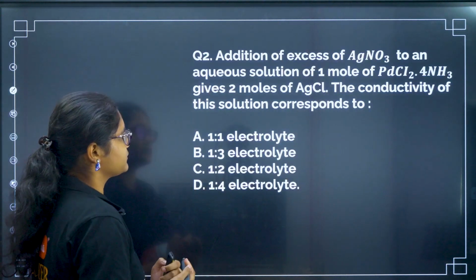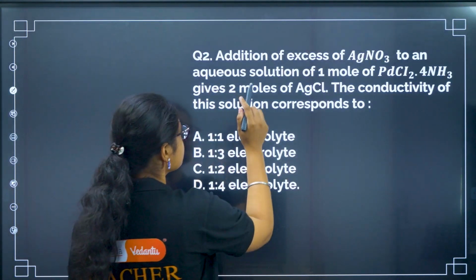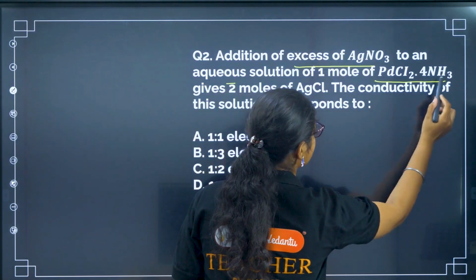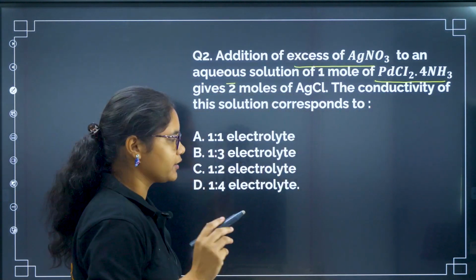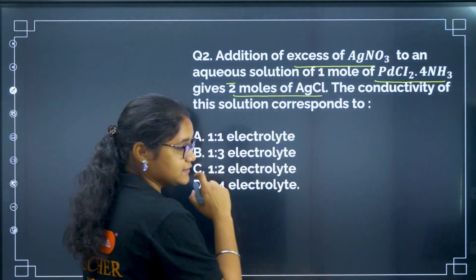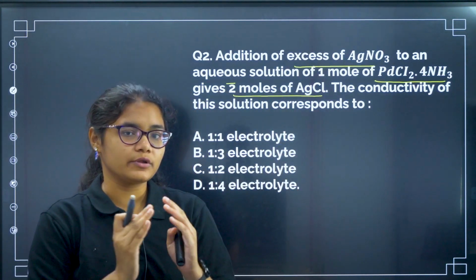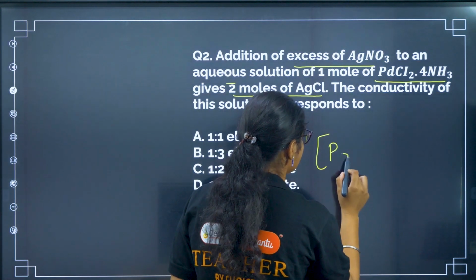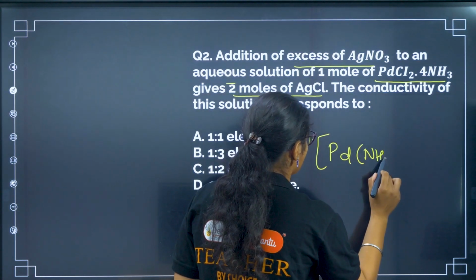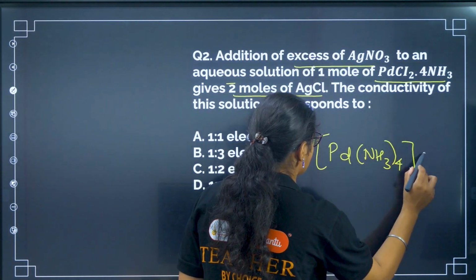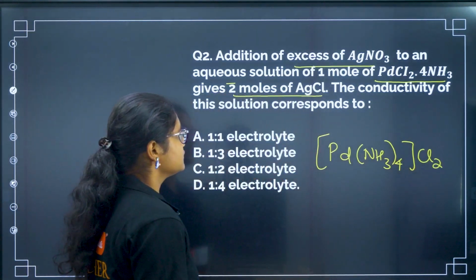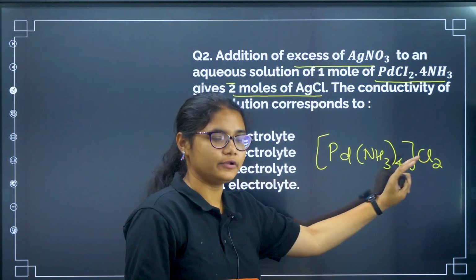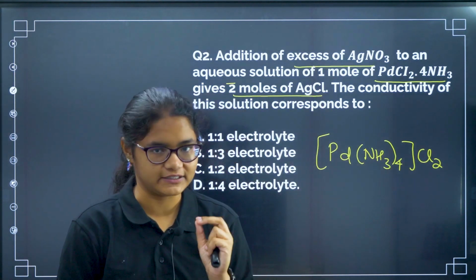Now let us go to the next question, again very similar to those questions. Addition of excess AgNO3 to an aqueous solution of 1 mole of PdCl2·4NH3 produces 2 moles of AgCl. That means 2 chlorines should be outside. So we can write this as Pd(NH3)4Cl2, right? So 2 chlorines give 2 moles of AgCl. If we have 2 chlorines outside, we'll get 2 moles of AgCl.